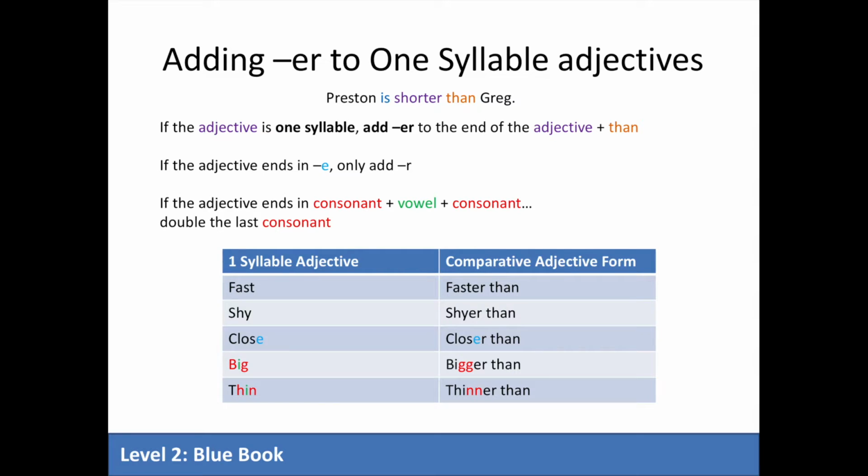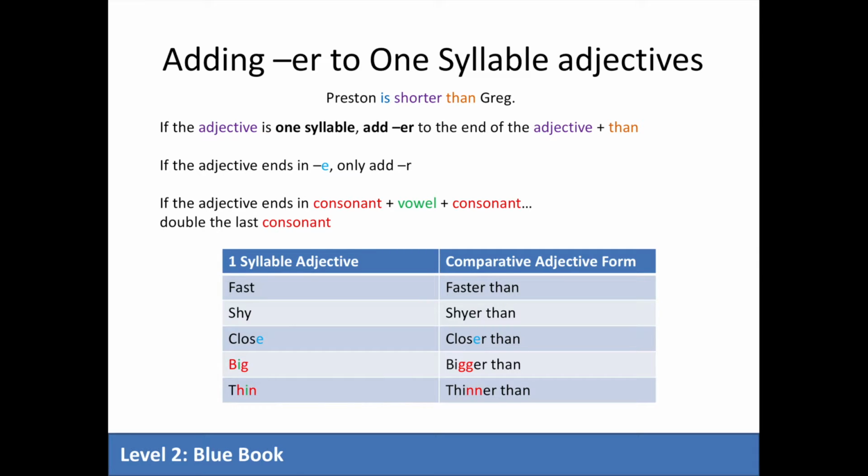So for one-syllable adjectives, to make the comparative, we need to add er to the end of the adjective and then write than. Be careful, that's than with an A, not an E. If the adjective ends with an E, you only need to add an R. Another rule to remember, if the adjective ends in consonant, vowel, consonant spelling pattern, you must double the last consonant and add ER.